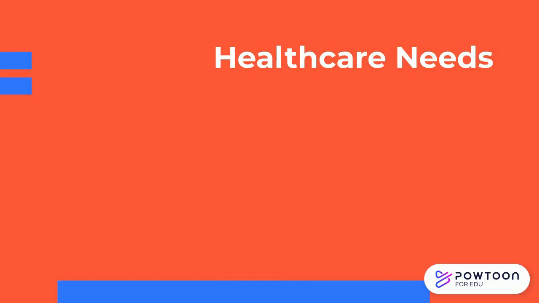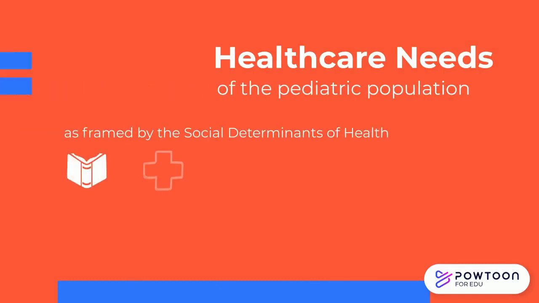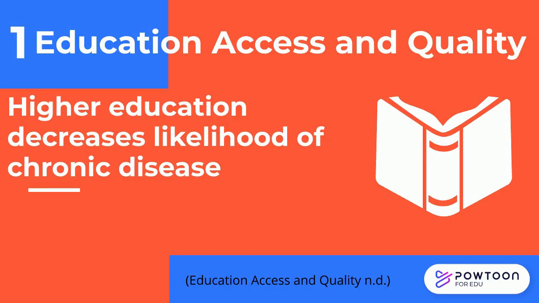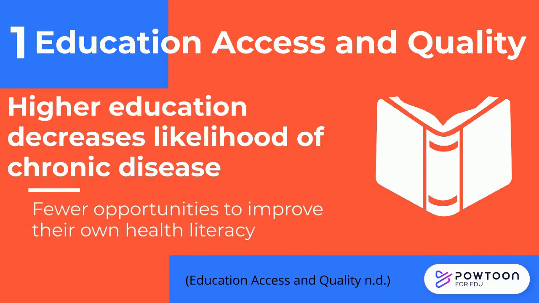The healthcare needs for a pediatric population is framed by the social determinants of health. 1. Education. Those with higher education are less likely to suffer from chronic diseases like heart disease, diabetes, and depression. A marginalized group is less likely to graduate high school and attend college. These young adults have fewer prospects for well-paying careers, and the opportunities to improve their own health literacy are limited.